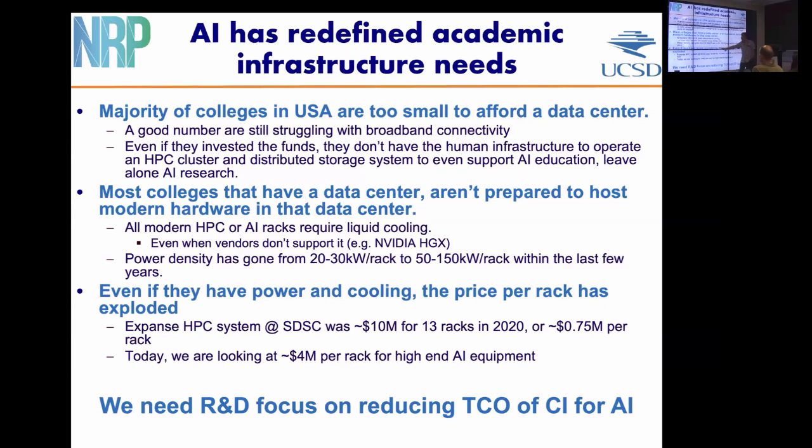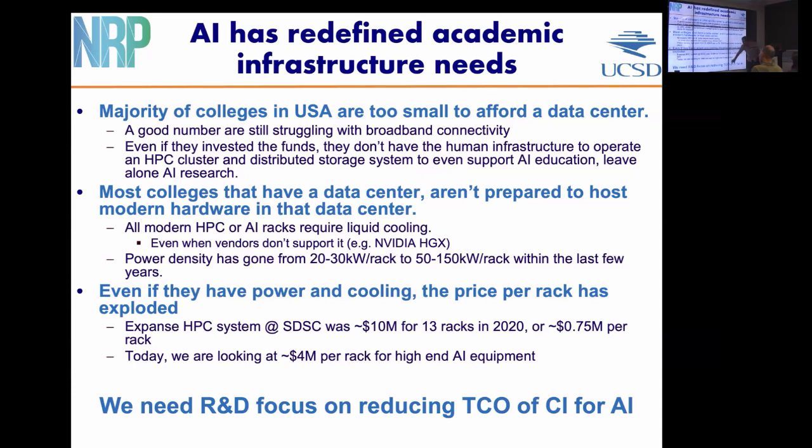And then even if they have power and cooling, the price per rack has exploded. And so there is a power density explosion and a dollar density explosion. And we don't know how to deal with either, by and large. And that's true not just for small institutions. That is also a challenge for the juggernauts like UC San Diego. UCSD is $1.8 billion research expenditure per year, last year. So it's an enormous colossus of an institution.